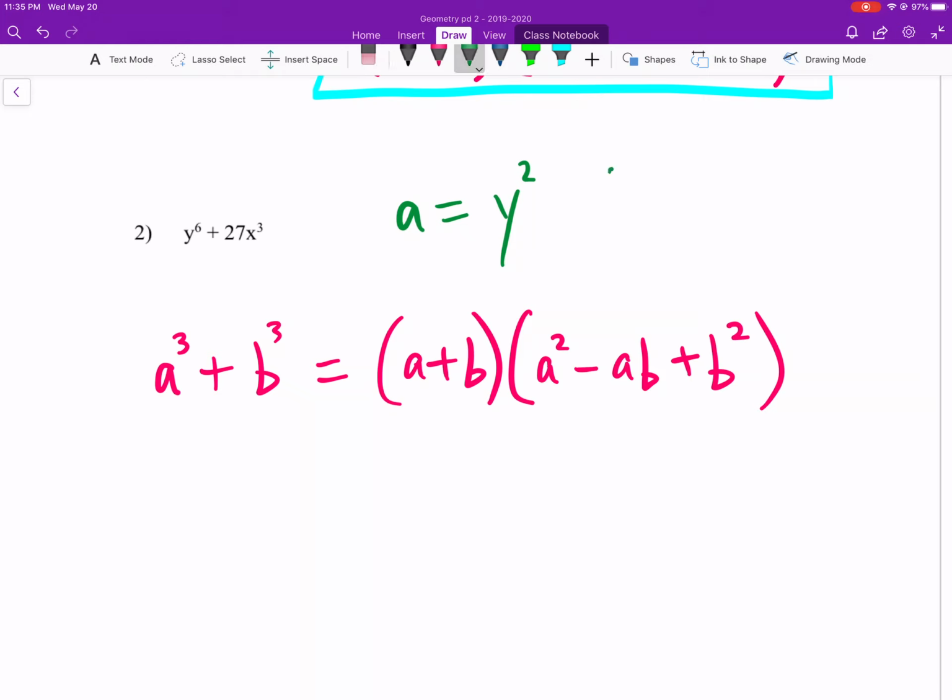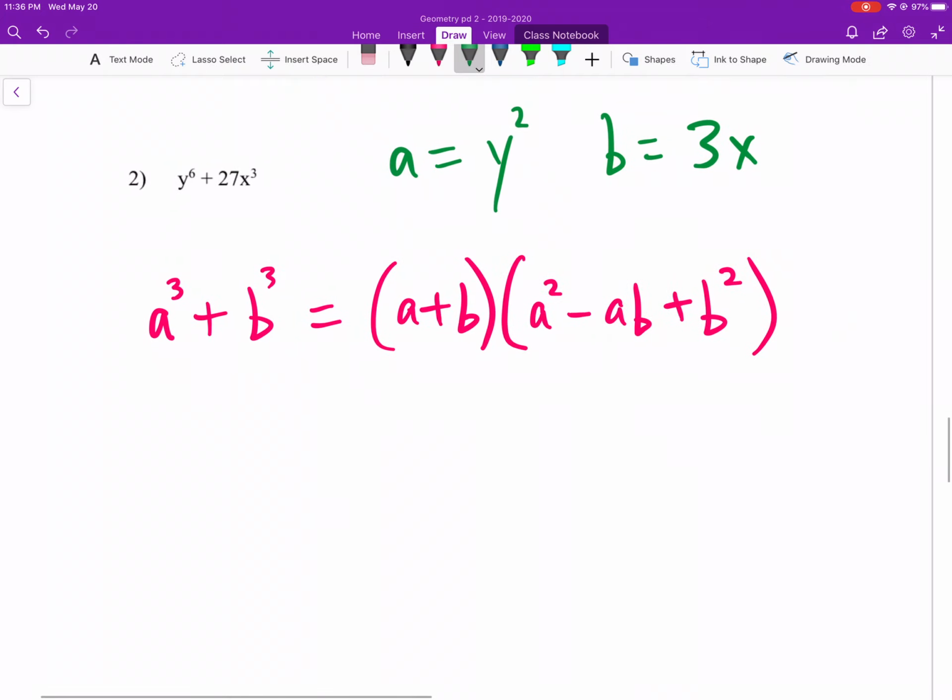And next our b value, what times itself, times itself, gives you 27x to the third. The cube root of 27 is 3, because 3 times 3 is 9, times 3 again is 27. Now what times itself gives you x to the third? Just x to the first power, right? x times x is x squared, times x again is x to the third. So it's all about getting that cube root, and then you can start substituting.